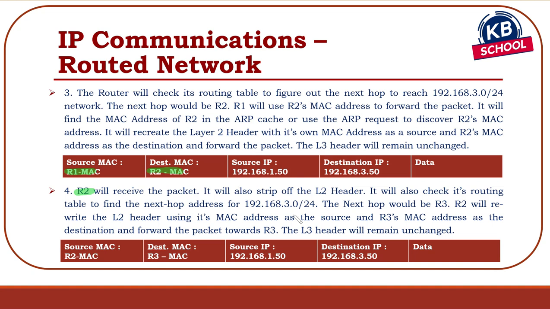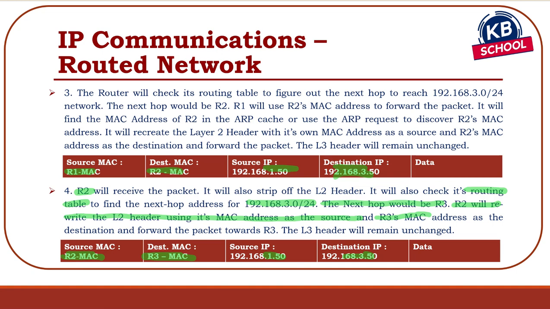So between R1 and R2, this is what the frame looks like. R2 receives it, again does a check in what? The routing table, to find where 3.0 is. From the perspective of R2, the next stop is R3. R2 will again do an ARP cache check or ARP request to figure out the MAC address for R3, finds it, and rewrites the layer 2 header, with R2 MAC as the source and R3 MAC as the destination. Source IP and destination IP are always the same. Forwards it to R3.